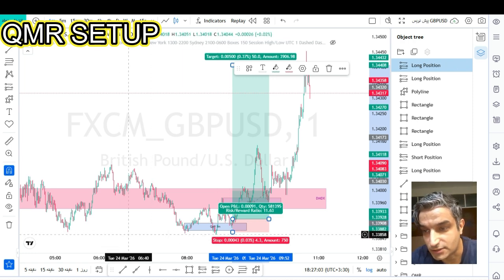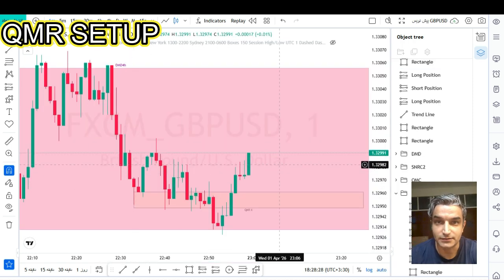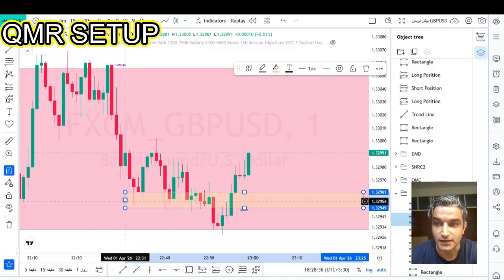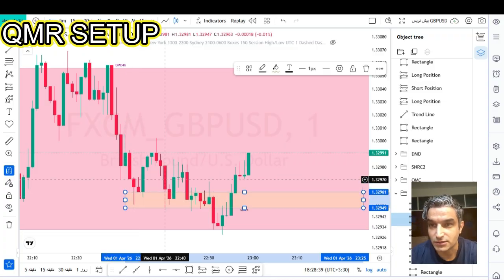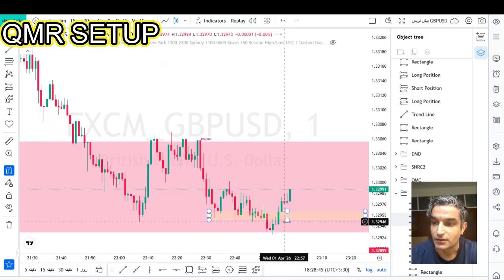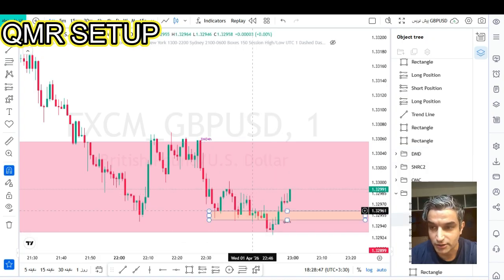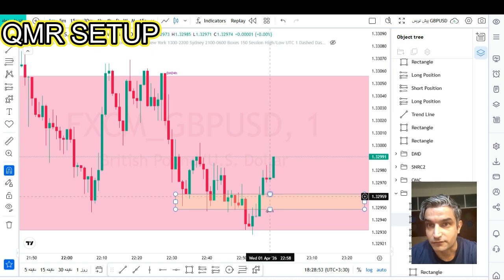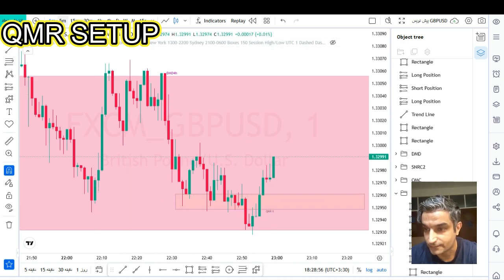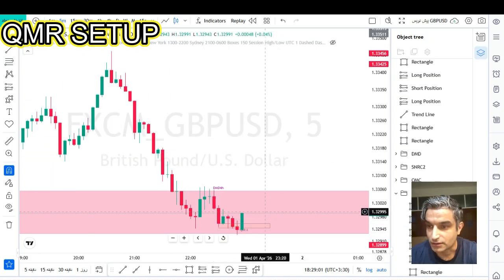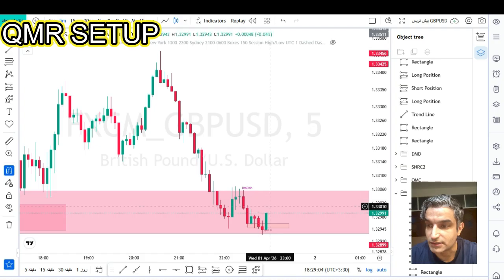Let's see another example. Let me show you another QMR, and as I said, not all of them are wins. Some of them fail. As you see here, price came down to the POI area, and we have a QMR, and we have the confirmation. Yes. Let me see that. Can you see price had an engulfing candle? But let's see what will happen.